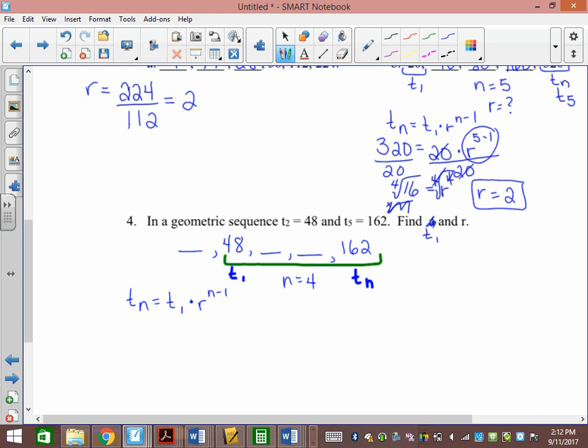So Tn is 162. T1 is 48. Times R, we don't know, to the 4 minus 1. Now, if you have to, put that in brackets, so that you don't put that exponent on the 48 as well, okay? Because this exponent only goes to the R, always. Divide by 48.